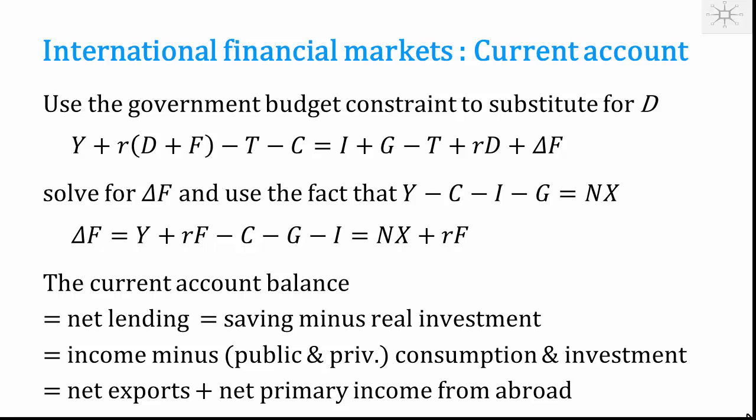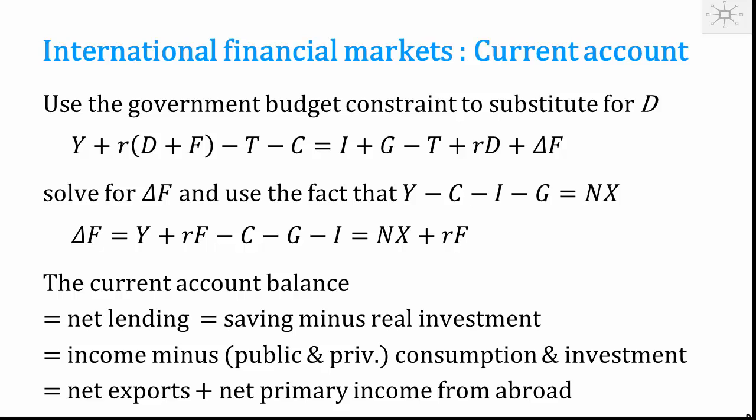I will not go through these equations, but the bottom line is that the current account balance is the net lending of the country, which is saving minus real investment, which is equal to income minus public and private consumption and investment, which is net exports plus net primary income from abroad. And in the model, the net primary income from abroad is only the interest payments on the claims that we have on foreigners. So you can look at the current account balance from several points of view.